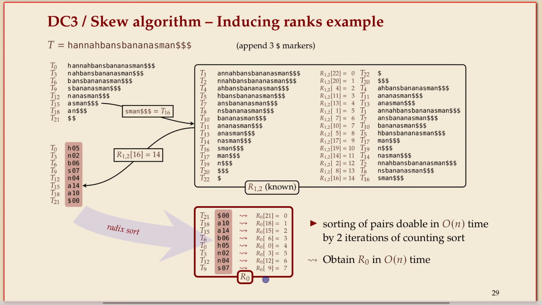Questions about this step 2, inducing the ranks for R0?